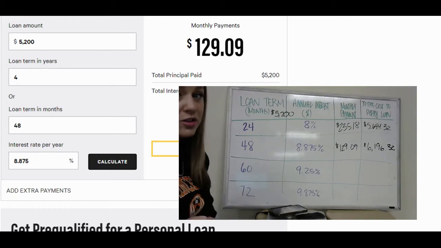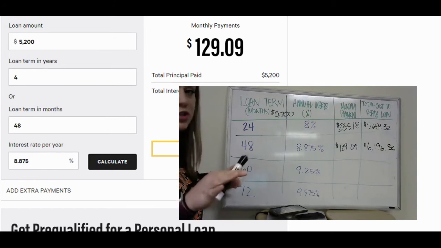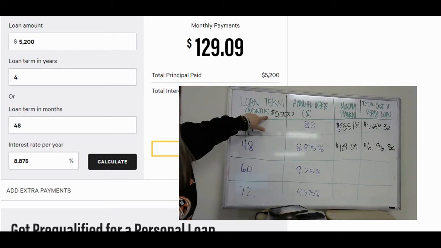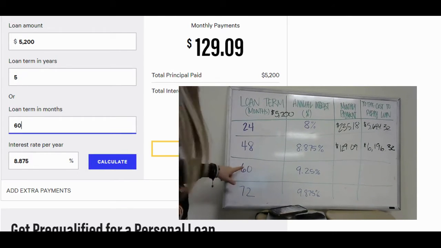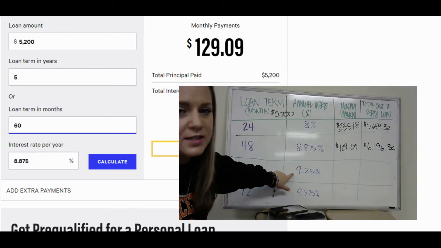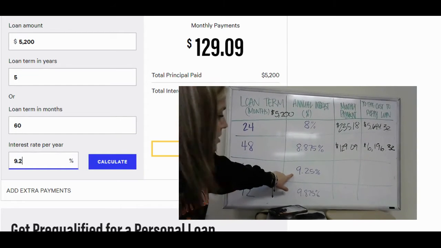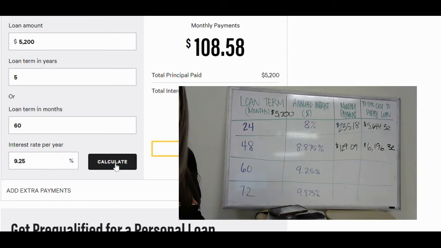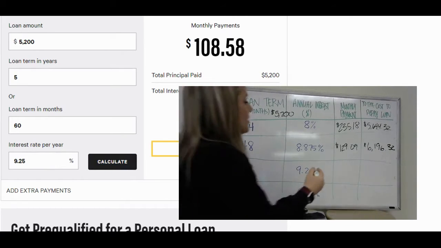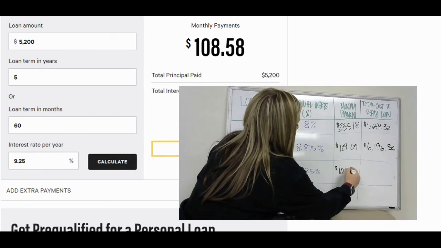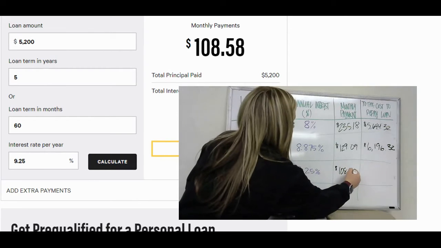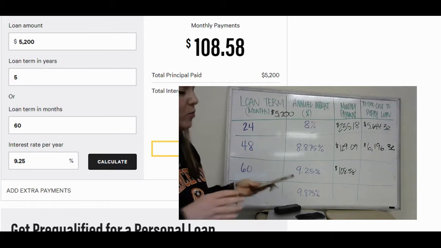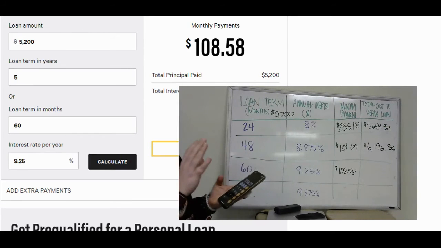Almost $1,000 just to borrow that money. All right, so we're going to do this one a little bit different. We'll do 60. The principal's still the same amount. We're borrowing it for 60 months, and now our interest is 9.25. We hit calculate. Okay, so now our monthly payment is $108.58.